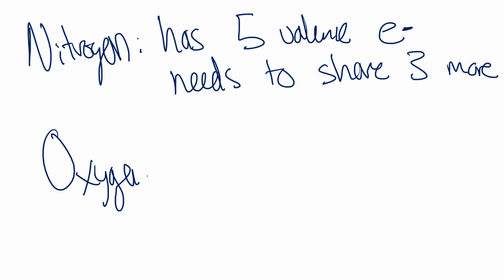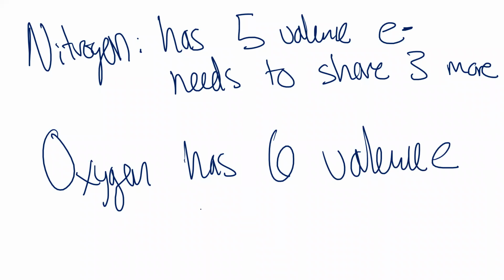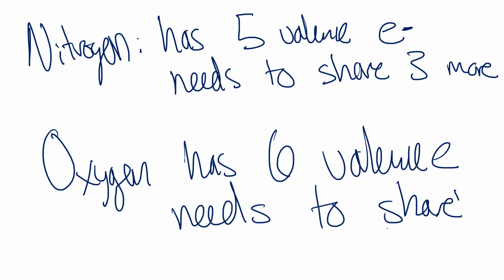Oxygen has 6 valence electrons, needs some way to share 2 more electrons. You can see how this is going forward, right? Fluorine has how many valence electrons? 7. Therefore, it needs to share how many more electrons? Just 1 to make that 8, the octet. Okay, good so far? All right. That's why I'm showing that pattern. You see it building up.